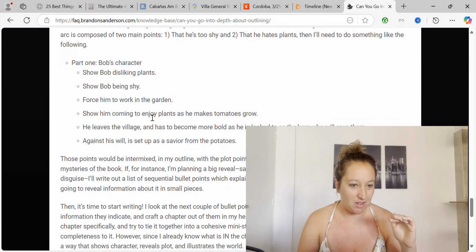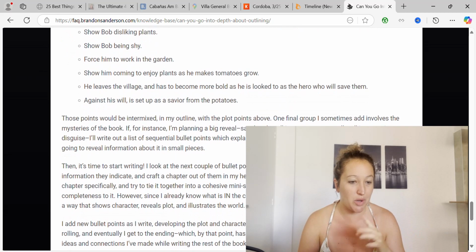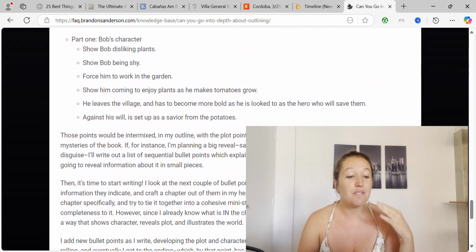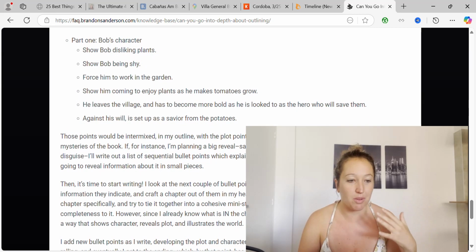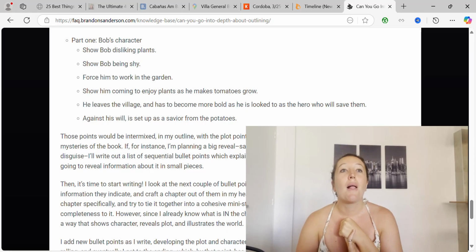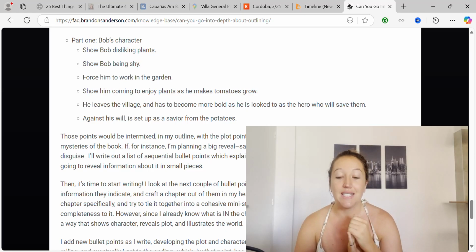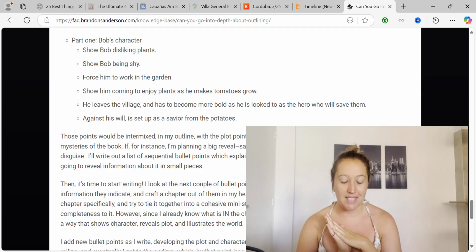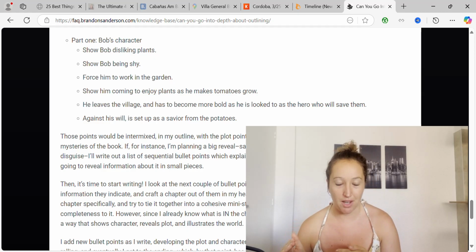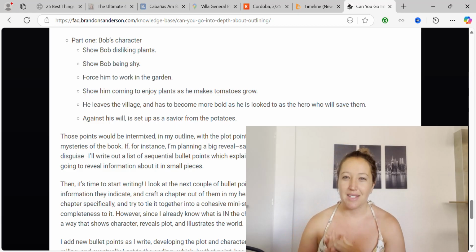Let's go down here. So Bob disliking plants. Show Bob being shy. Force him to work in the garden. Show him coming to enjoy plants. All of these are progressions, and they're progression bullet points. And what I've realized is that in some of my outlines, I do more like this, and in some of my outlines, I do what's literally happening.